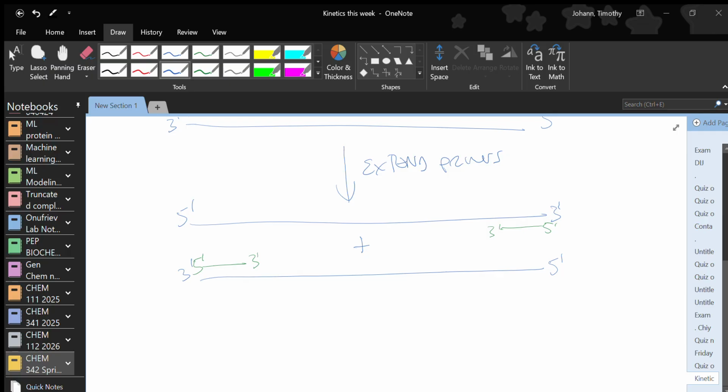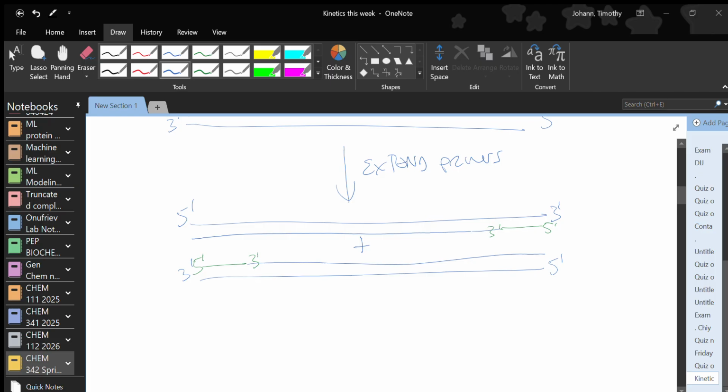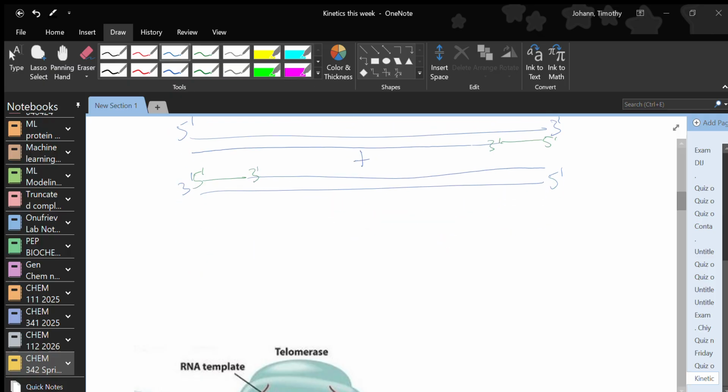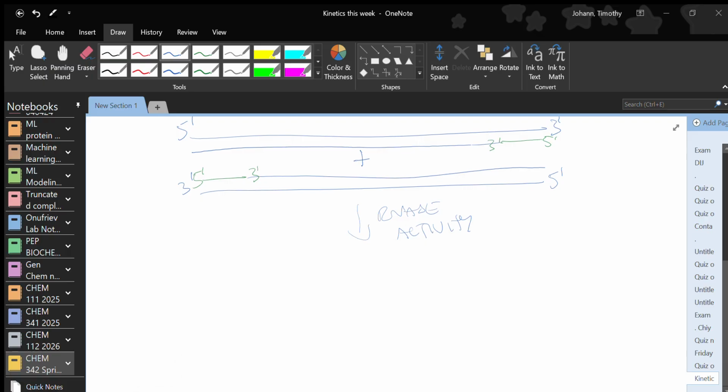So now we're going to extend those primers. We're going to go all the way to the end here, and all the way to the end. Blue is DNA, green is RNA. And then we have that RNase activity I talked about. For what I'm drawing here, I have ignored Okazaki fragments and multiple primers, because we just care about what's going on at the ends, and I'm trying to demonstrate that.